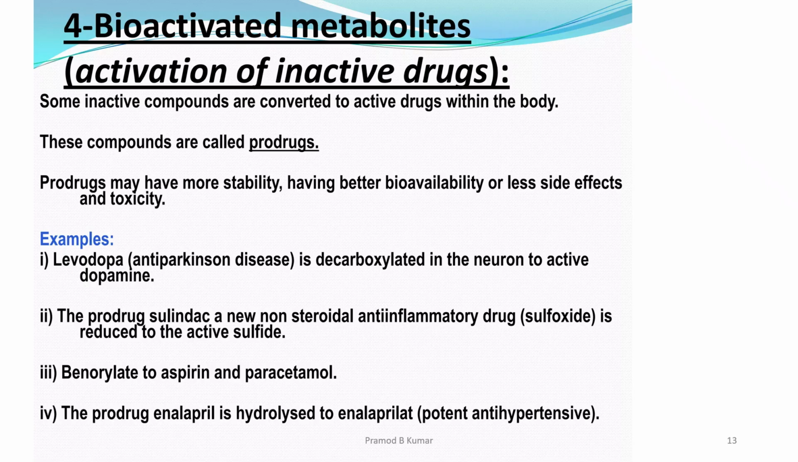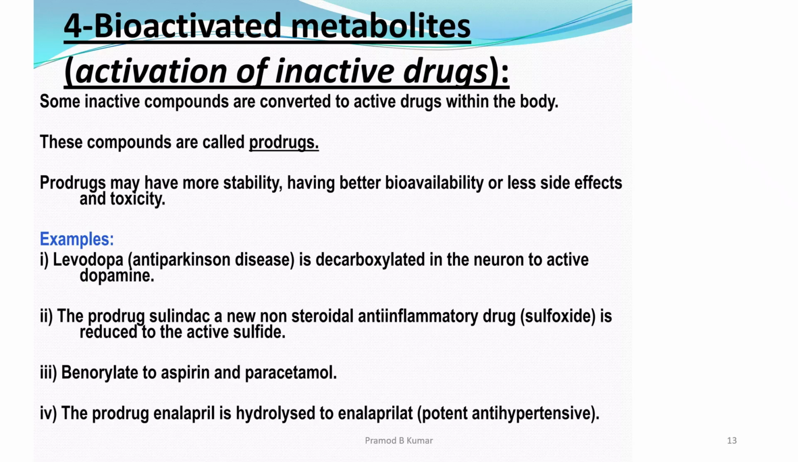The next class is bioactive metabolites, that is prodrugs, which involve activation of inactive drugs into their active form. These compounds are called prodrugs. Prodrugs are more stable, have better bioavailability, and less side effects and toxicity. Examples: levodopa. Levodopa is the carboxylated form of dopamine, so it gets decarboxylated in the neurons to active dopamine. These are used as anti-Parkinson agents.